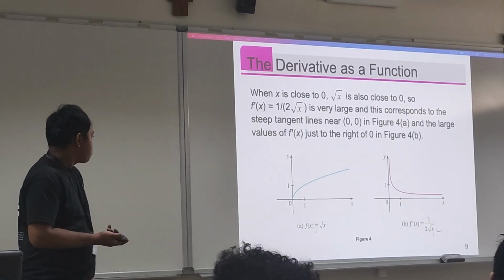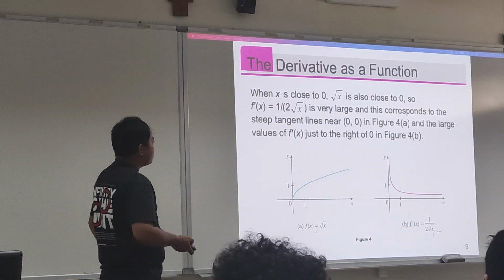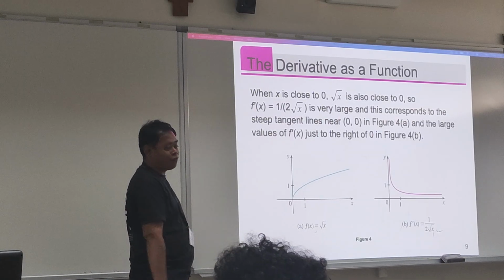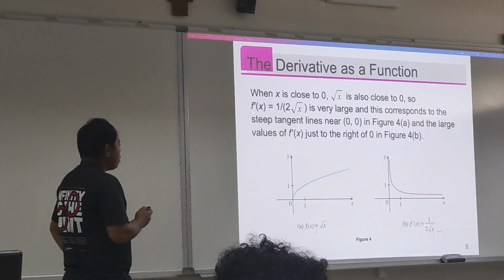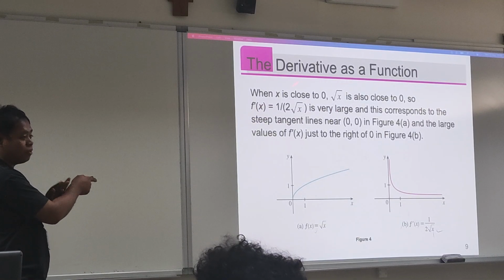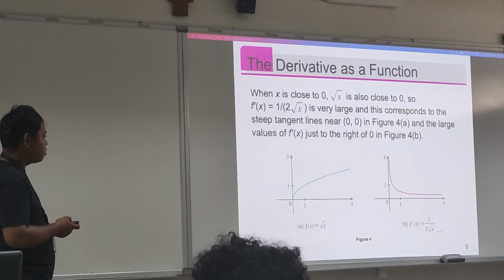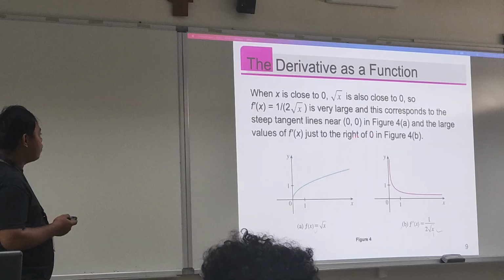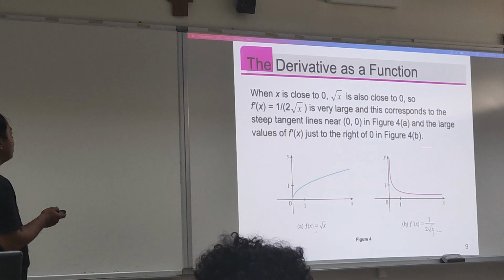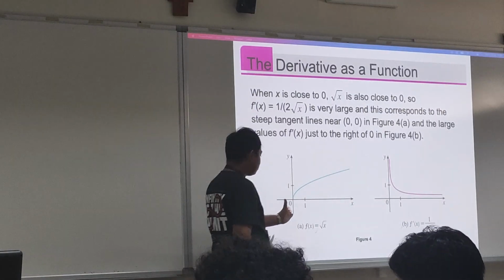Okay, let's now consider this given function, square root of x. If you take the derivative of your function, f prime of x is just 1 over 2 times the square root of x. And it's very large, and this corresponds to the steep tangent line near 0, 0. So this is your function f of x.